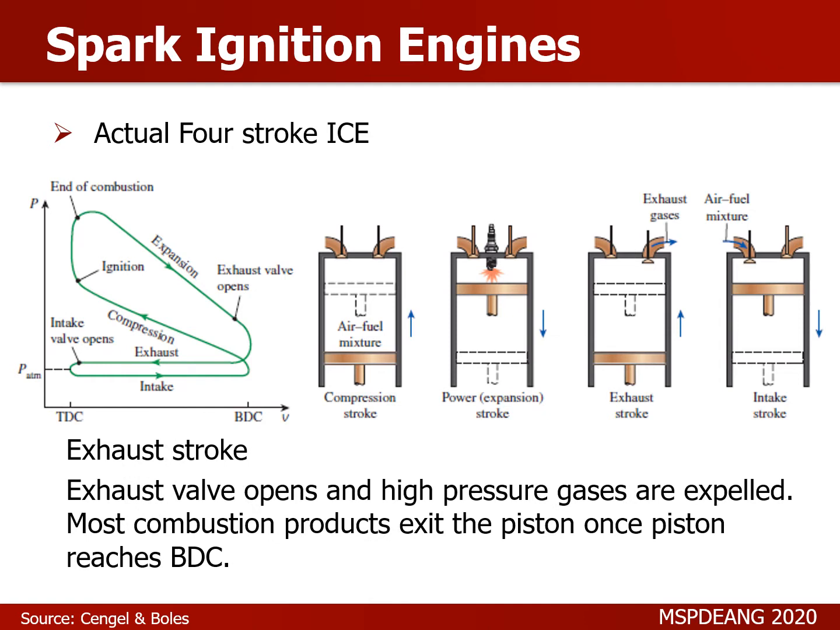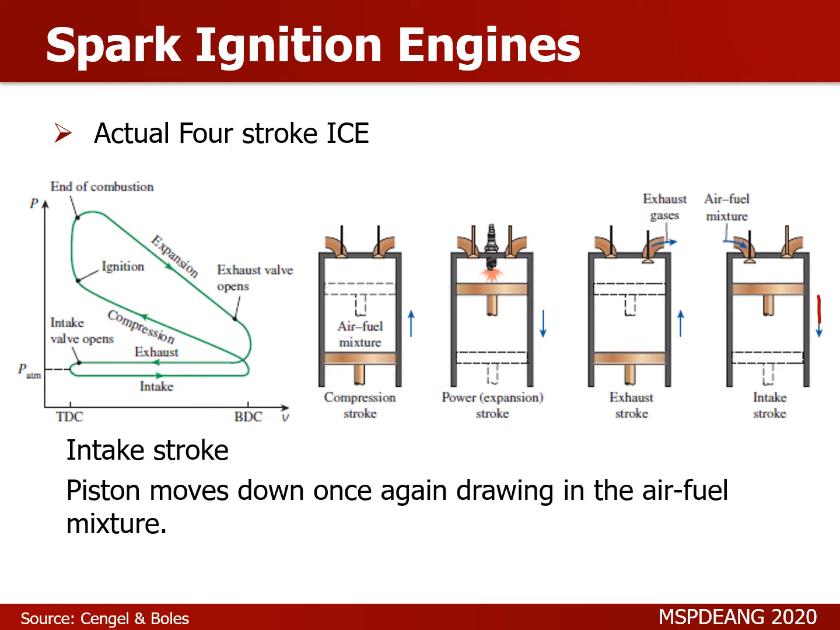Okay, so next up, you now have your combustion products here that you need to expel. So the piston will now again move up so that you can expel your exhaust gases, and this is known as your exhaust stroke. And lastly, the piston will now move down, okay? And with the movement of the piston, we will now draw in an air-fuel mixture, which will prepare our cycle to begin again. Okay, so this is the PV diagram for this actual four-stroke internal combustion engine.